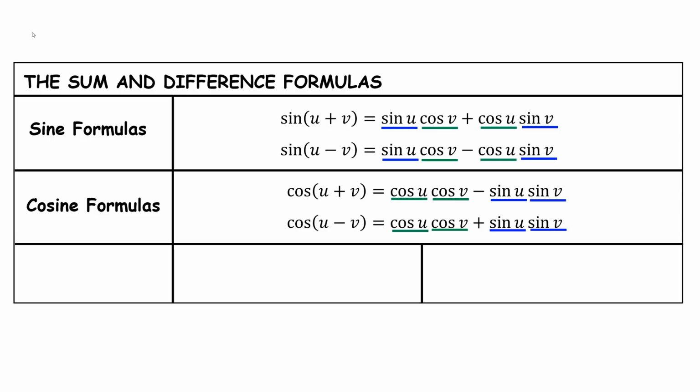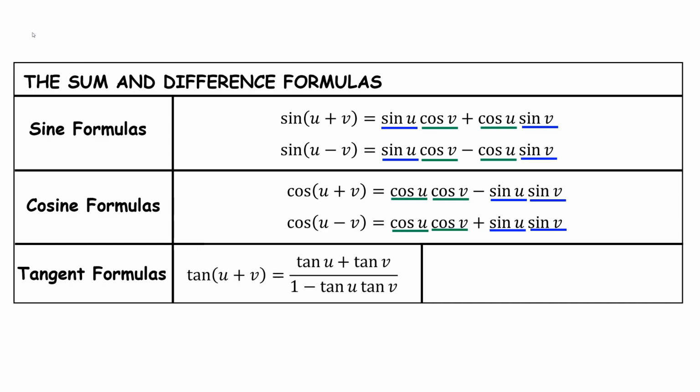Then with the cosine formulas, you just remember the signs are opposite. So the plus is a minus, the minus is a plus. And for the cosine formulas, it's cosine, cosine, sine, sine. So reduce it down to smaller things that relate to each other. That's how you memorize. All right, the tangent formulas are a little more complicated, although they do look the same. The u plus v has a plus on top. The u minus v has a minus on top.